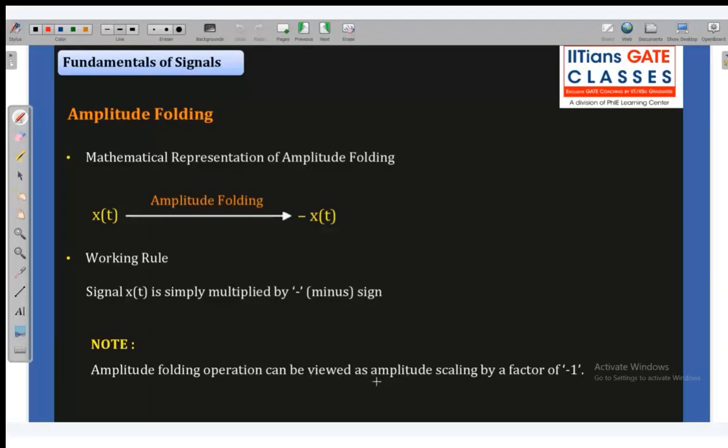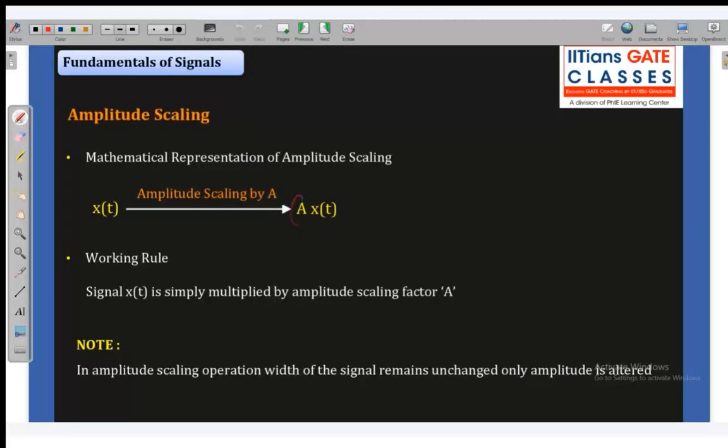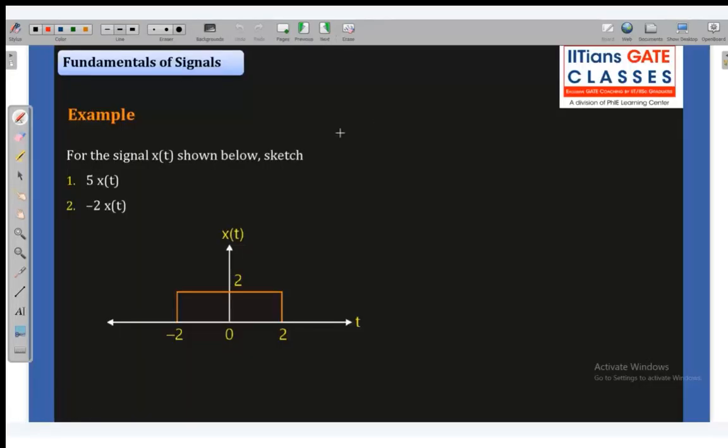Amplitude folding operation can be viewed as amplitude scaling by a factor of -1. Here you are increasing the amplitude by a factor A. Now if this A becomes -1, then it will be amplitude folding. For the time being, this is one of the examples we are taking. This is 5 times x(t). You can see that this signal x of t is a continuous time signal because it is present at all instants of time between -2 to 2.